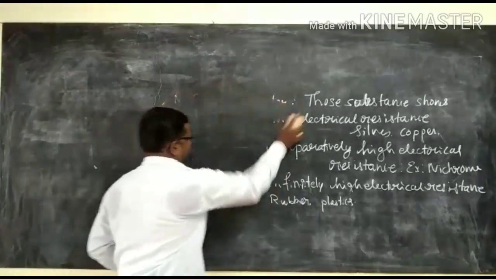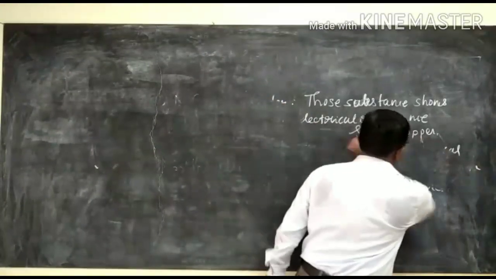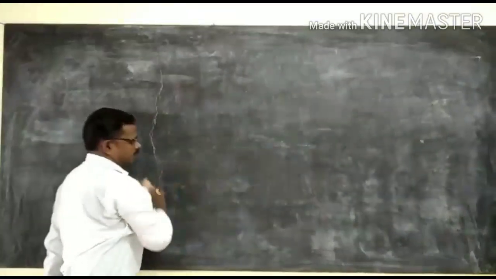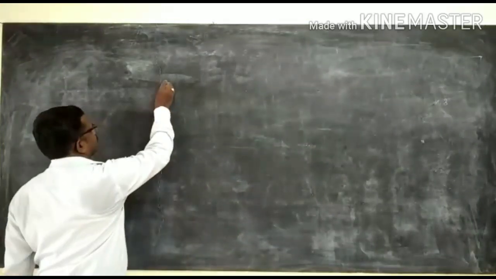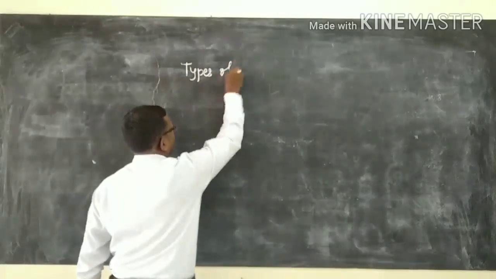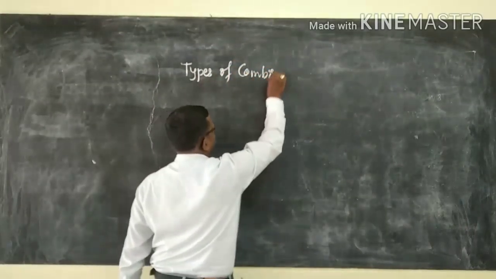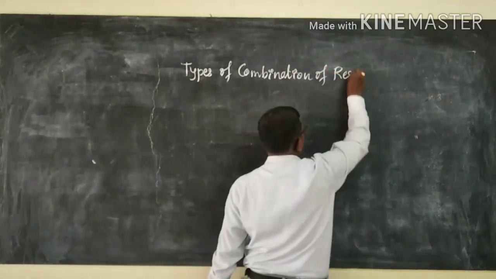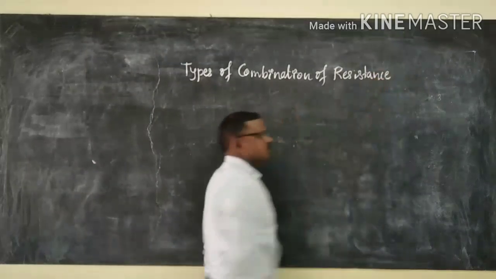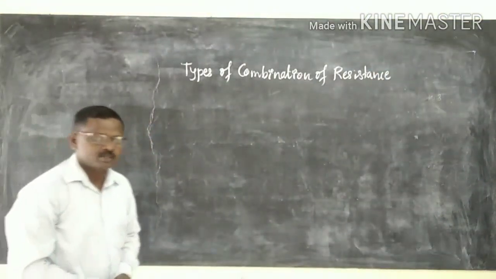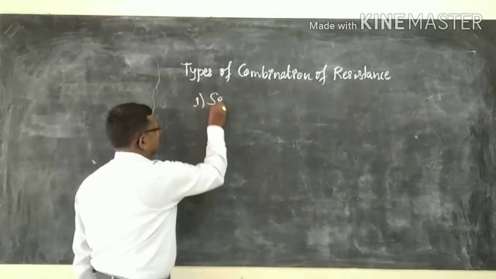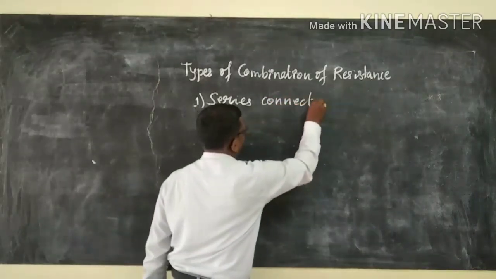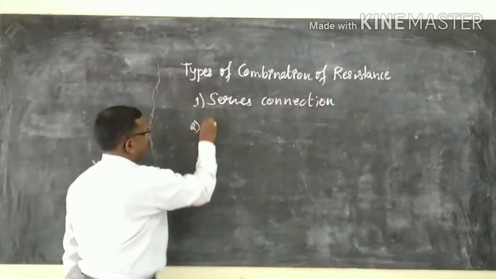Now let us discuss the combination of resistance, and this is very important from the examination point of view. There are two types of combination of resistance. One is series connection. Second one is parallel connection.